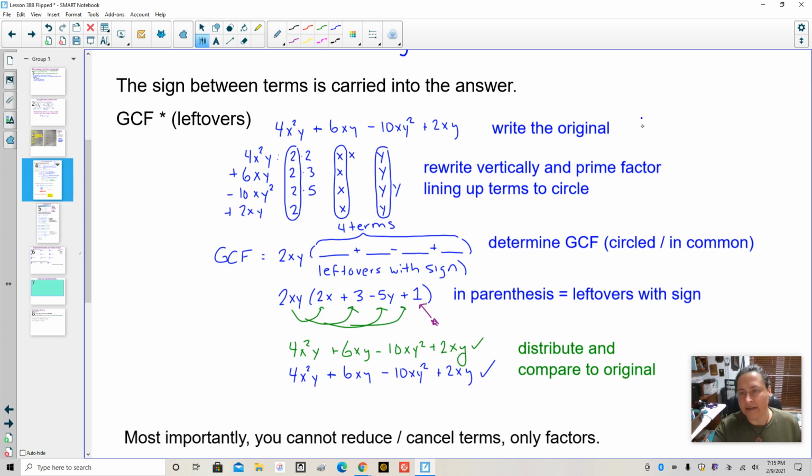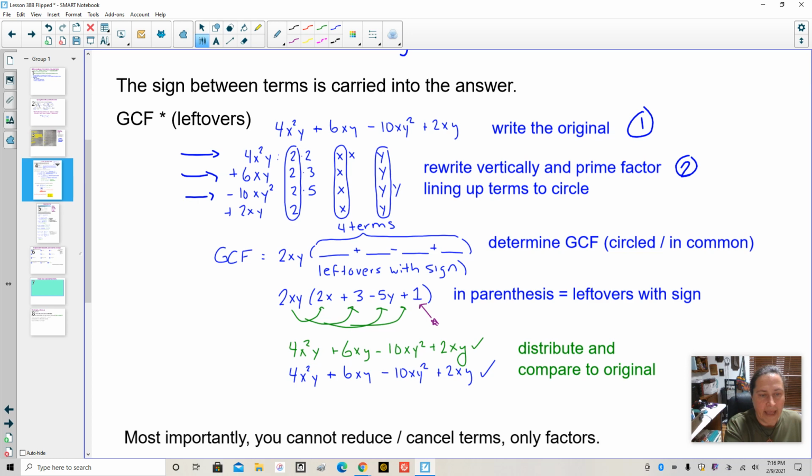Number one, write the original. A lot of you guys skip that. Number two, we're going to rewrite the terms vertically, and then we're going to prime factor them, lining them up so that I can circle them. So if I look at this first one, I say 4x squared y. So 2 times 2, x, y. Notice how I kind of spaced those out? I didn't know how much space I was going to need when I started writing it, but I gave it enough space and it seemed to work. The second one, 6 is 2 times 3, and then x and then y. And then a 10 is 2 times 5, and then an x, y, y. And a 2, an x, and a y.